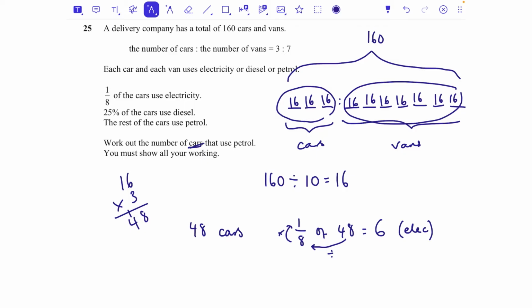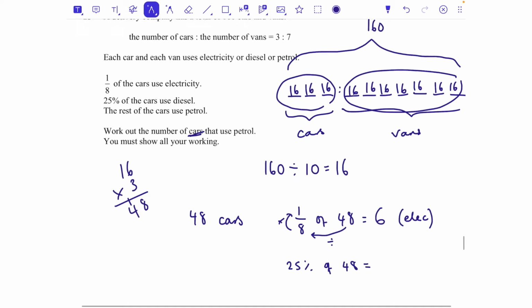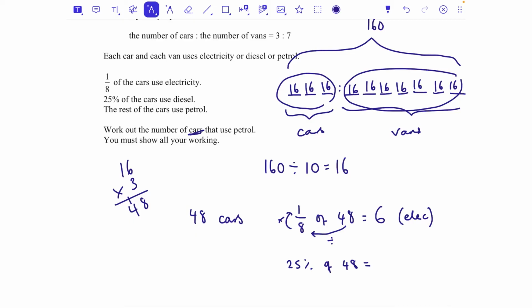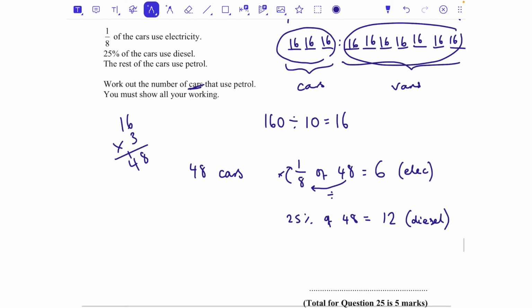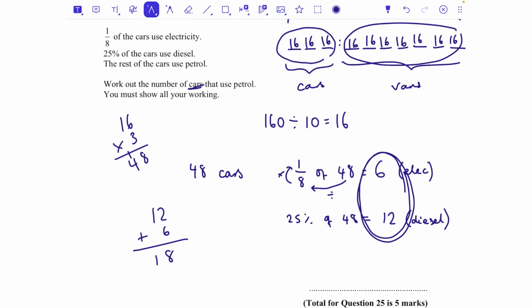25% of the cars use diesel. So 25% of 48. Now remember, 25% is a quarter. So we're going to half it and half it again, or divide it by 4, and that is 12. So 12 use diesel, and the rest of the cars use petrol. So I've got 12 add 6, which is 18. 18 cars that we've worked out use electric or diesel. So the rest of them, 48 take away 18 is 30. So there are 30 cars that use petrol, and that would be your answer there. And that was 5 marks for that one.